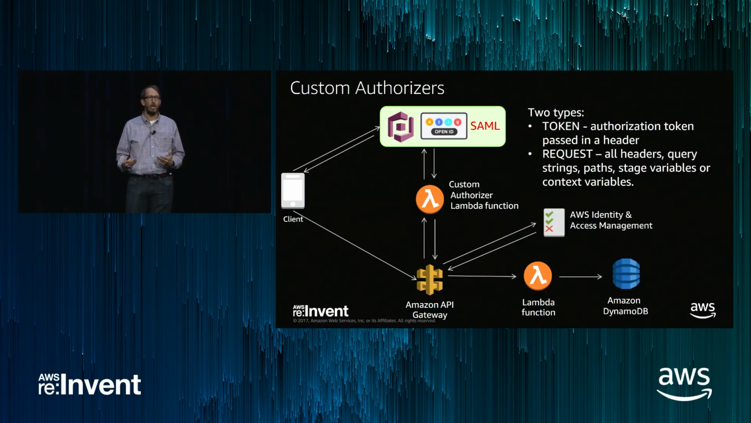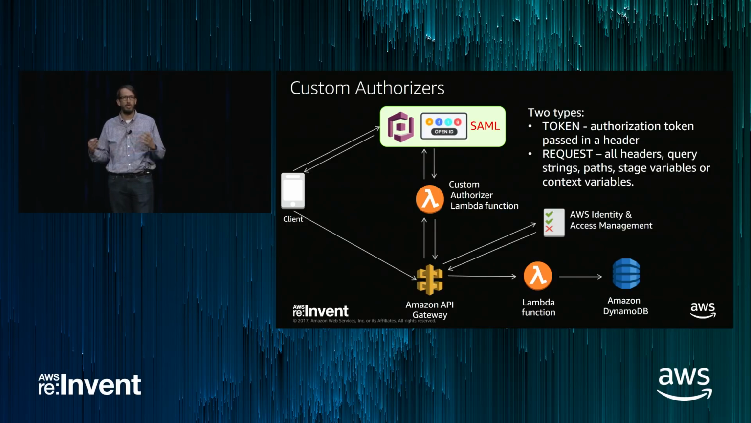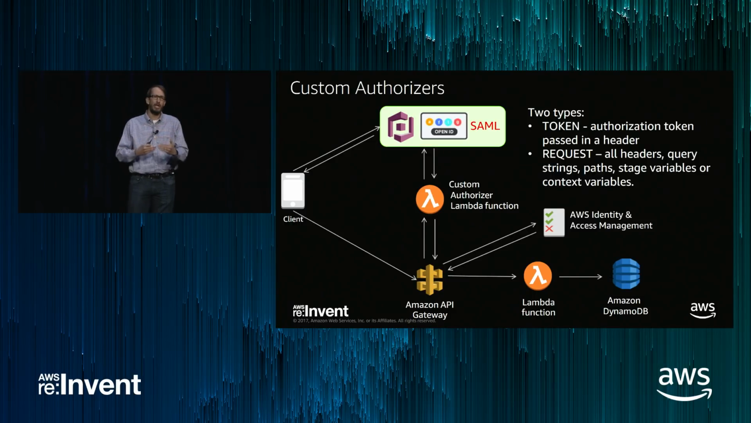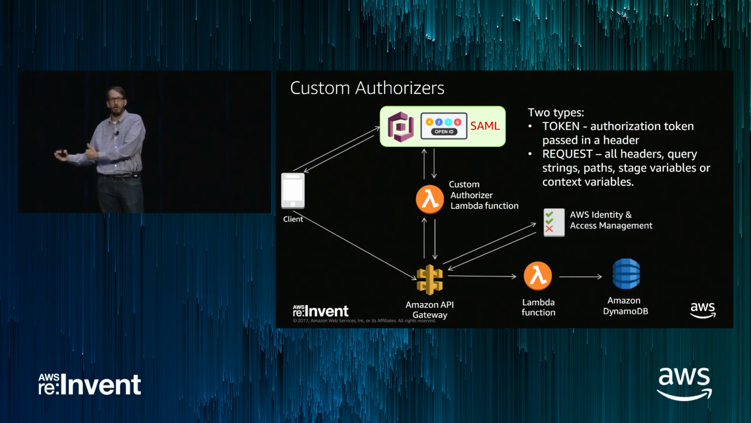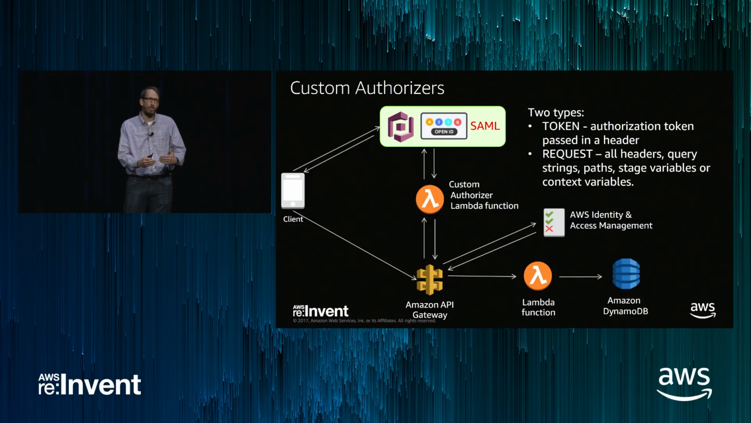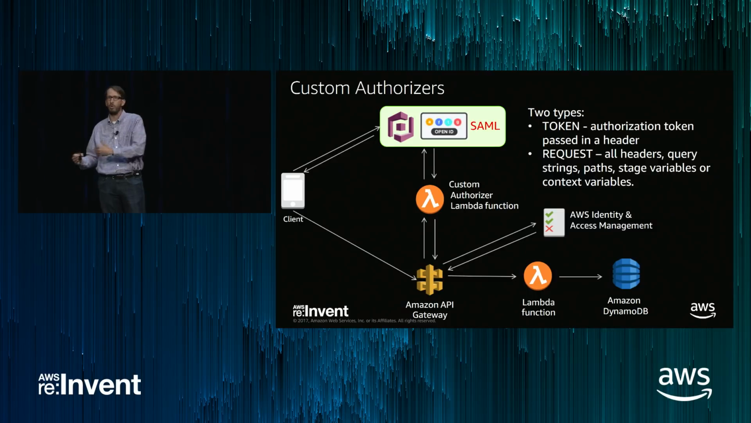There's also a request type that gives you a little more customizability and flexibility. So beyond just using that authorization header, you can use all headers in the request, as well as query strings, stage variables, and context variables. So if you wanted to, for example, have different authentication schemes or strategies across different stages of your application, maybe dev would authorize a certain way, but in production we'd authorize a different way, you can achieve those types of scenarios with a request authorizer.